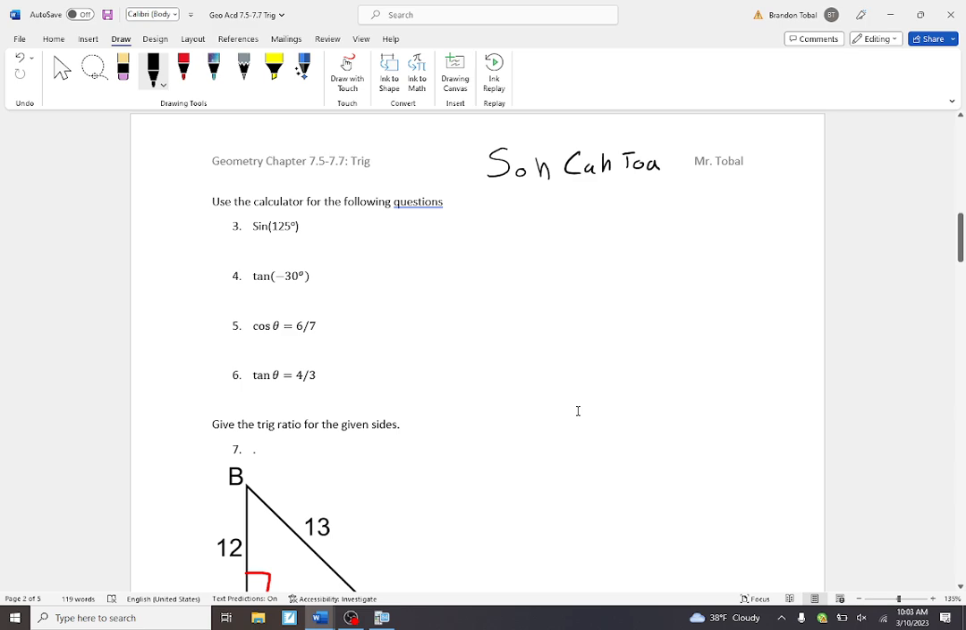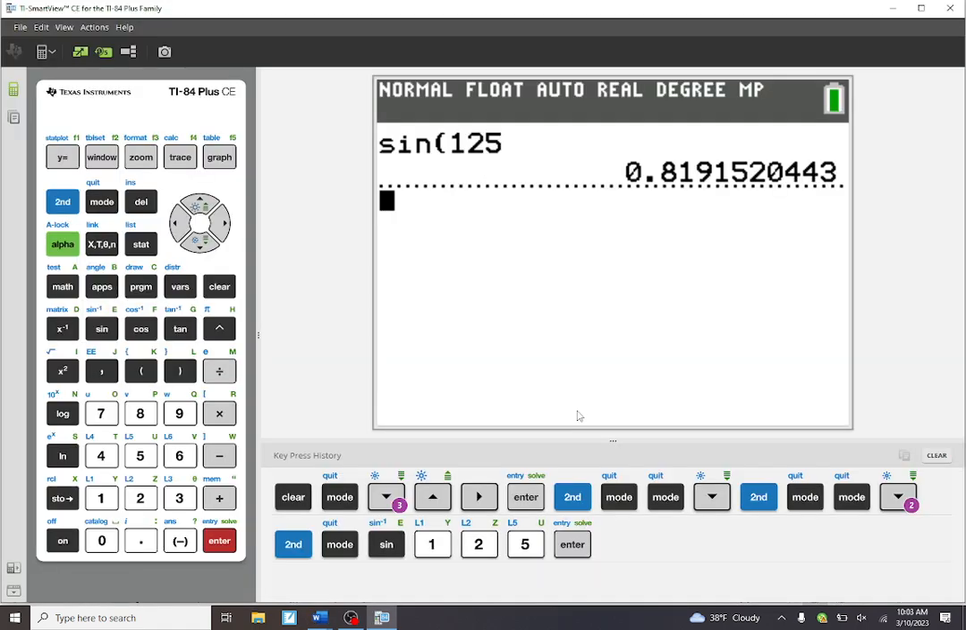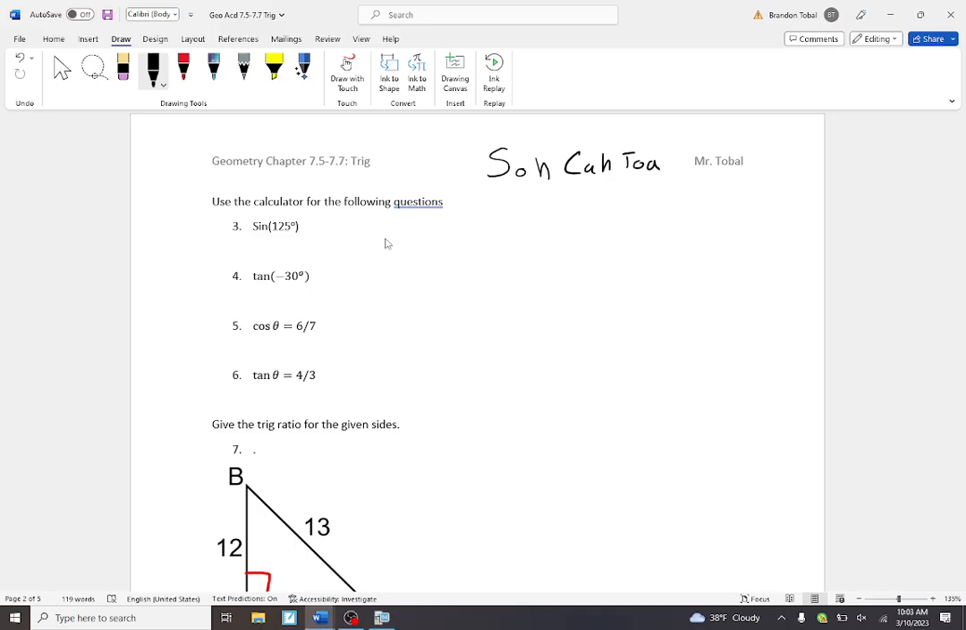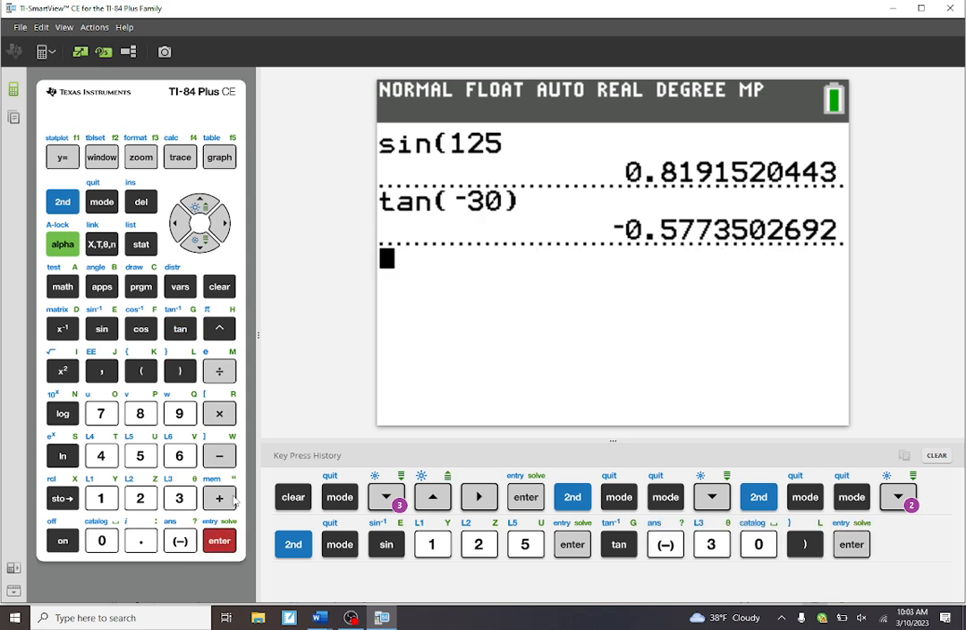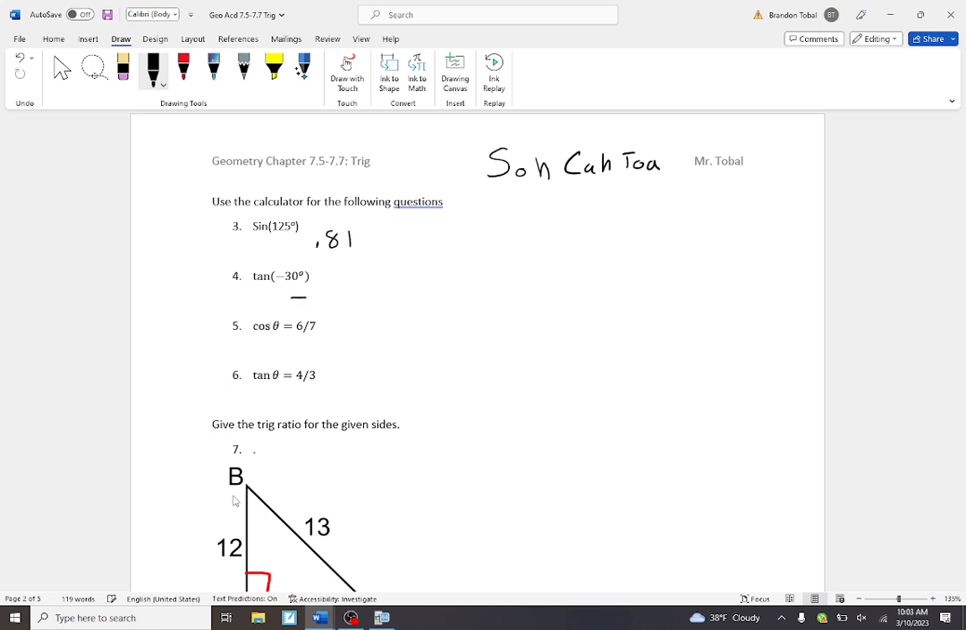So, first one, sine, you plug it in, it is 0.81. Sine is what? Sine is opposite over hypotenuse. Tan of negative 30, you click tan, negative 30, and it is negative 0.58.